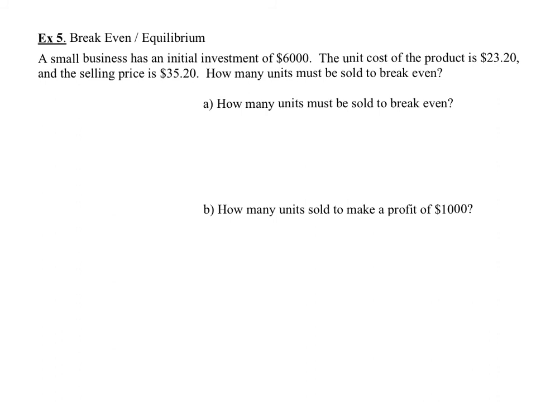Okay, we're going to consider this in two ways. First let's consider the cost. And this is the cost to the business, not the consumer. Because you're the business owner, you're thinking, how much does this cost me? So the business owner spent $6,000 as an initial investment, and then to make the product, it's $23.20 per unit. Let's call that X.